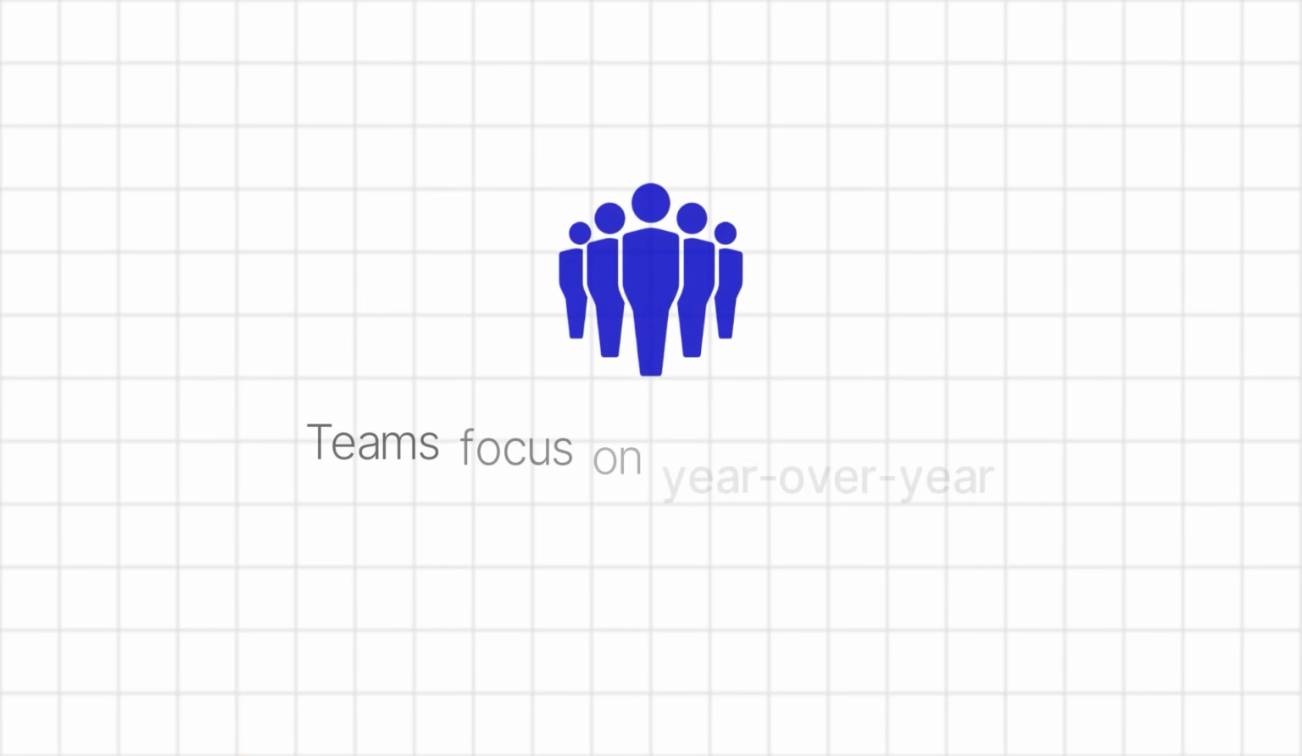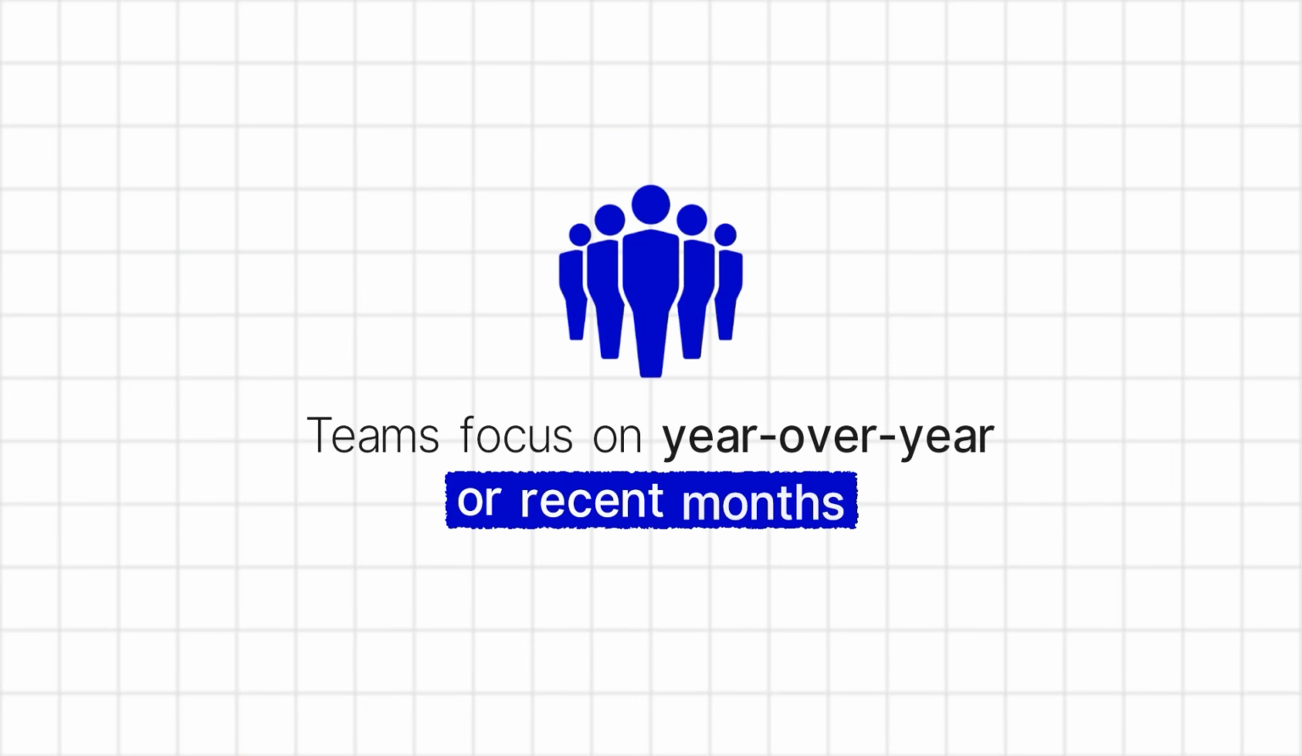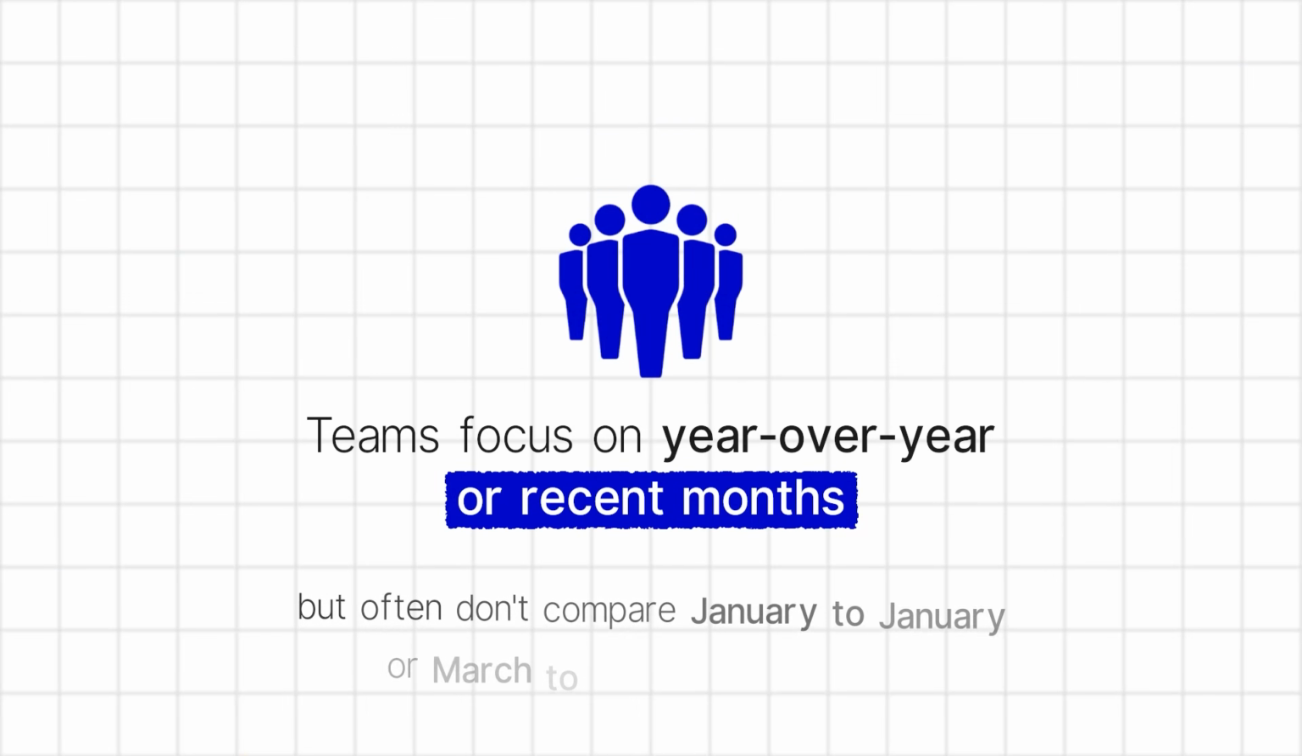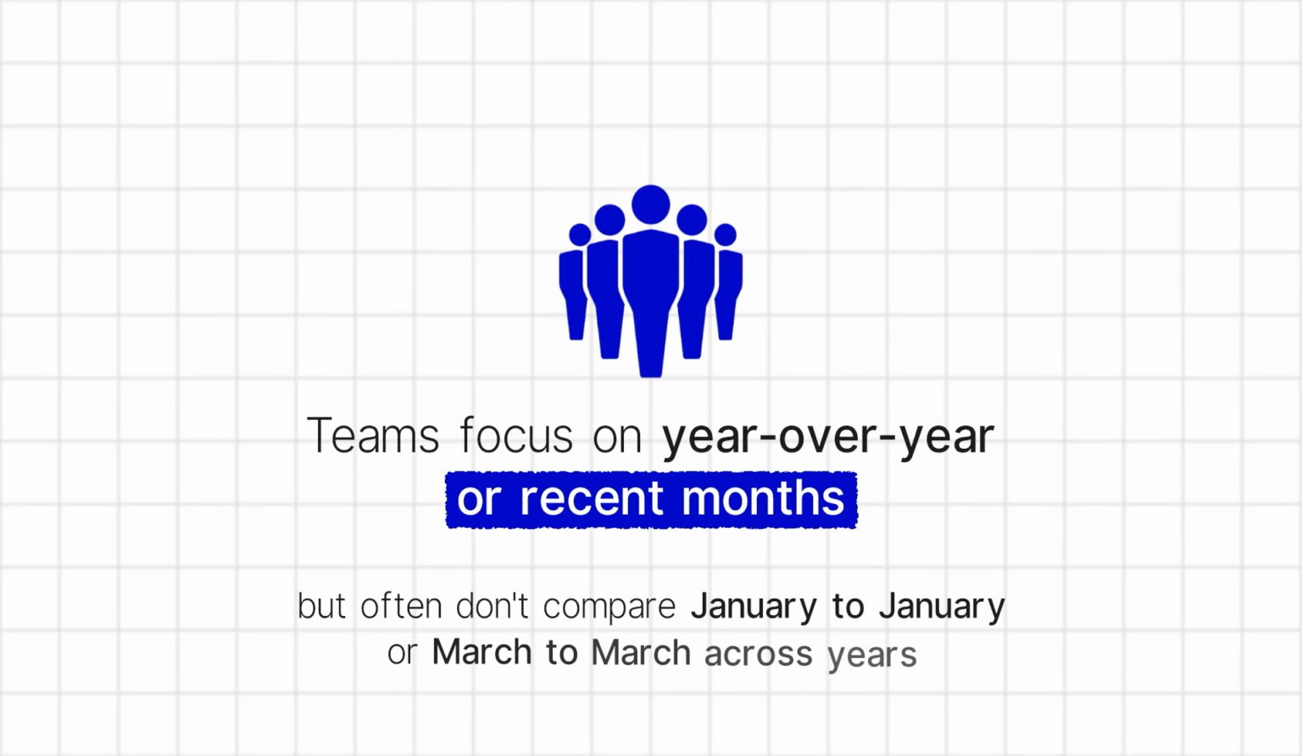In real world finance, revenue seasonality rarely shows in raw monthly totals. Teams focus on year over year or recent months, but often don't compare January to January or March to March across years. Now, without normalization, seasonality just stays hidden, leading to poorly timed promotions or misleading performance comparisons, and perhaps inaccurate forecasts that assume steady growth. This often goes unnoticed until someone points it out at the last second.